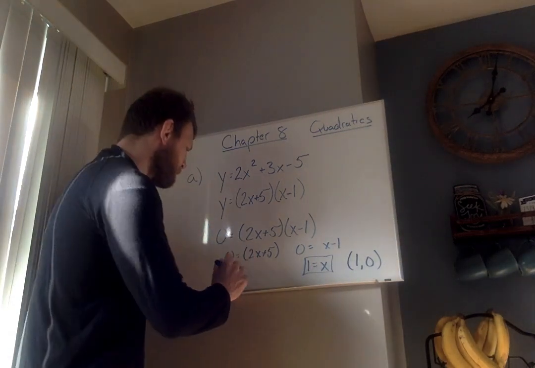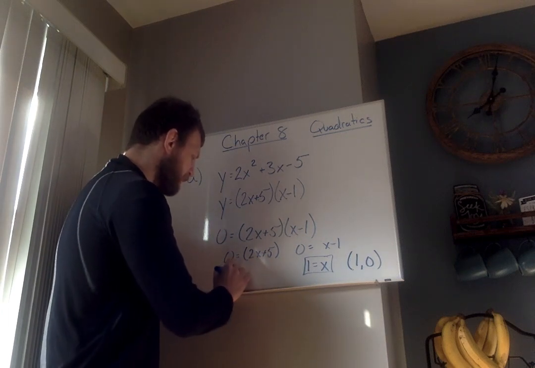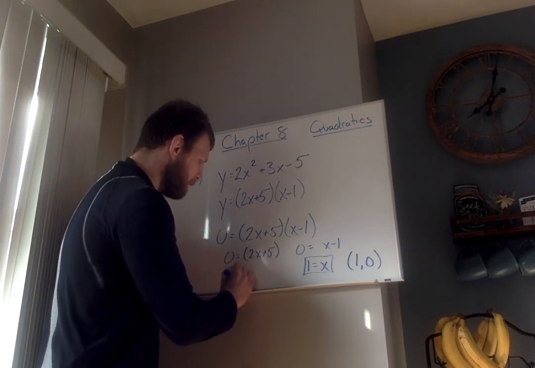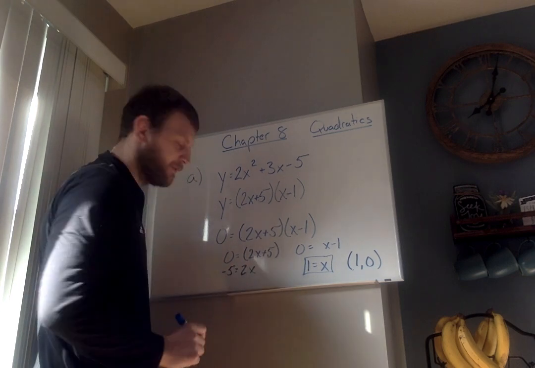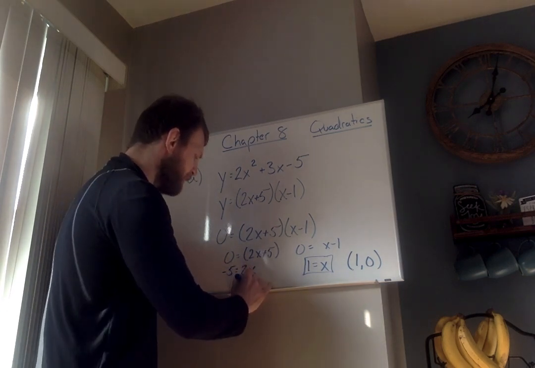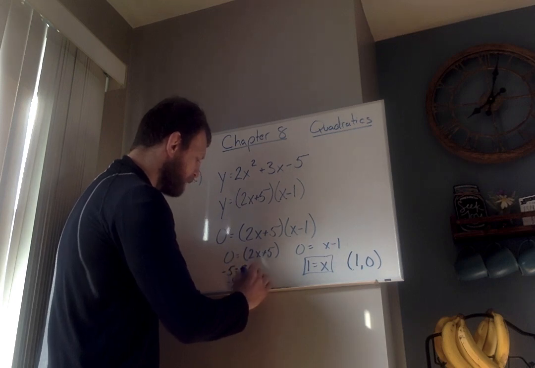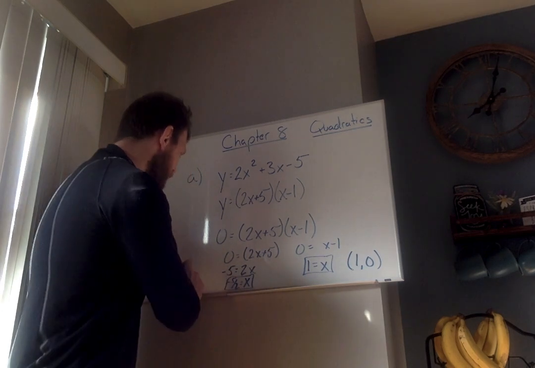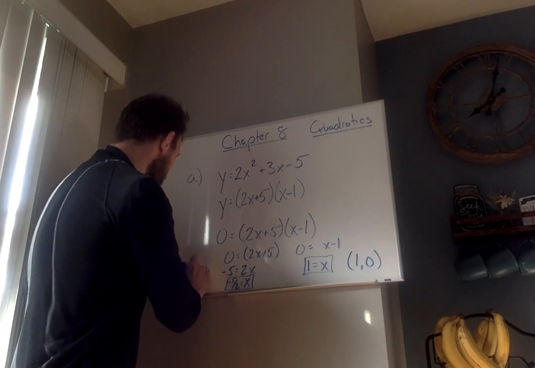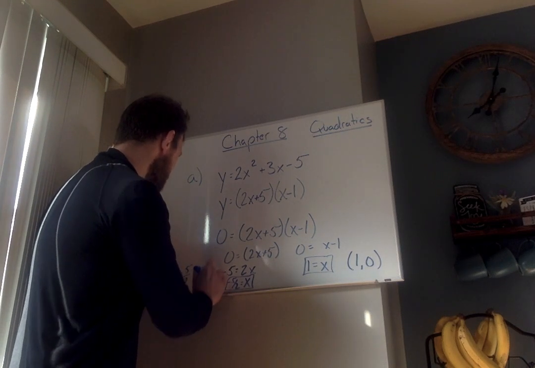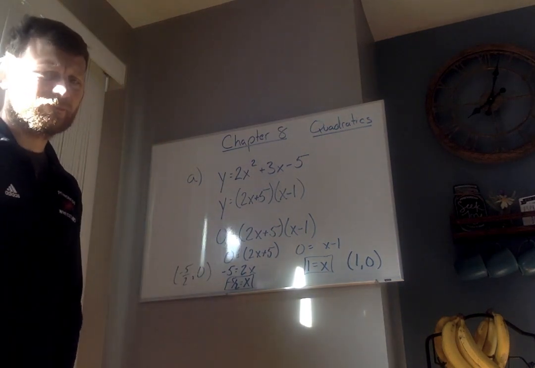And over here, if I solve this, I have negative 5 equals 2x. I got that by subtracting 5 from both sides. Then I divide by 2, and I get x equals negative 5 halves. So the other point I have is negative 5 halves, 0.